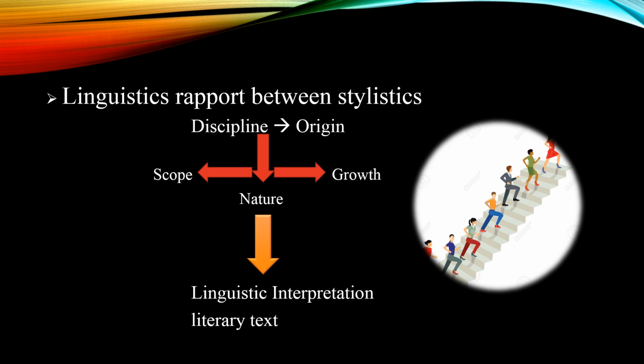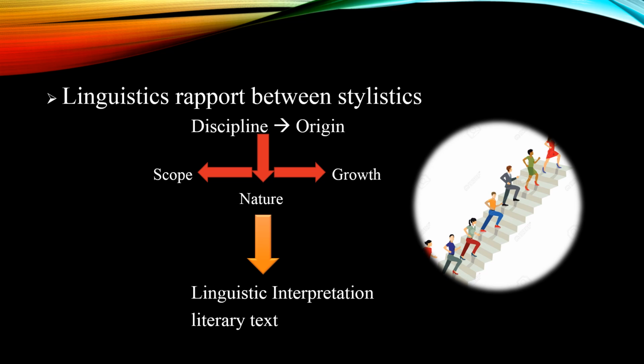So linguistics is a wrapper around the stylistics form. As shown here, linguistics is a discipline. It has an origin in different forms from language, and stylistics is one of the disciplines that has been taken from linguistics. And in this overview we are going to see the origin of stylistics, the scope of stylistics, and the growth and nature of stylistics.